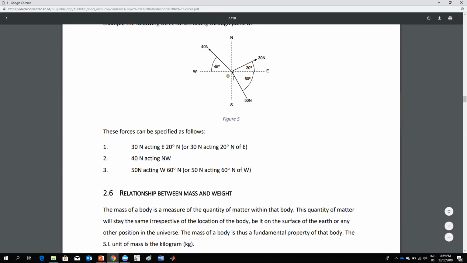Very important to know the direction of the arrow. Even this one looks like it's south, but the direction indicates it's going upward. So 15 newtons acting west, 60 degrees north, or 15 newtons acting 60 degrees north of west. So the arrow is very important. If the arrow was going downwards, that's where things would change and it would be south.